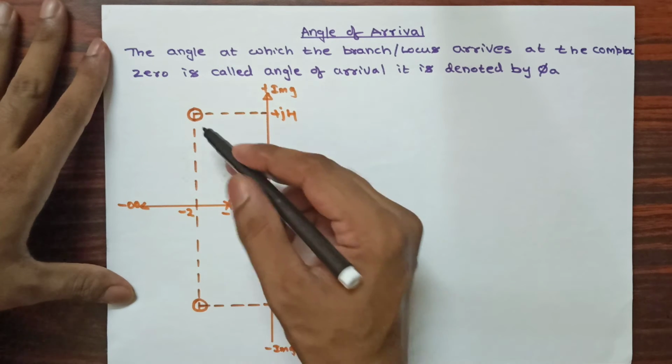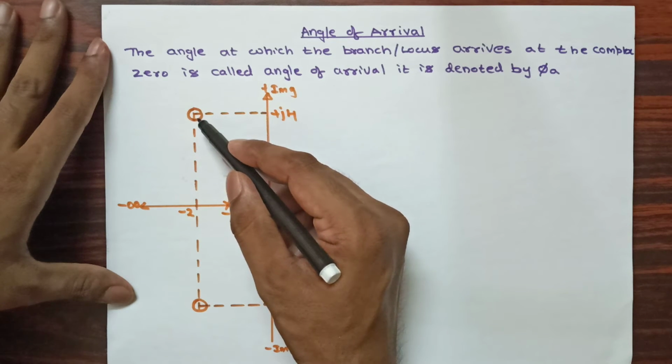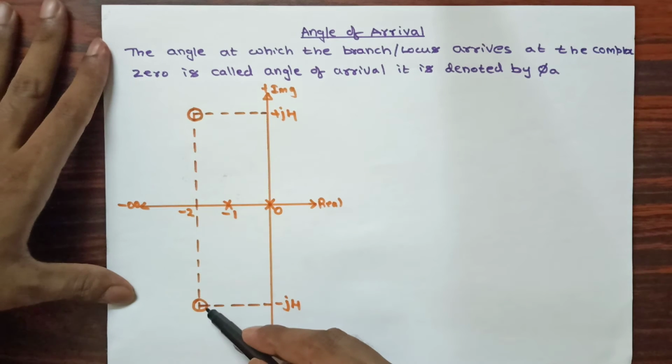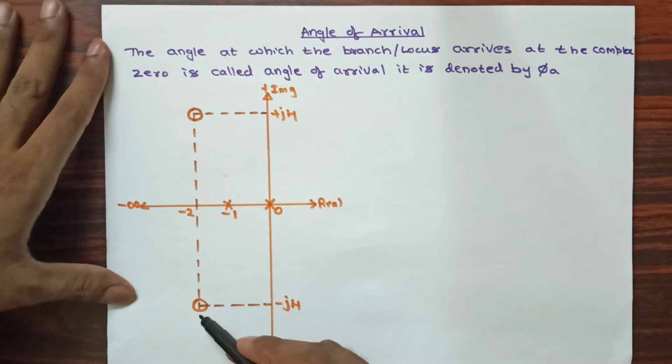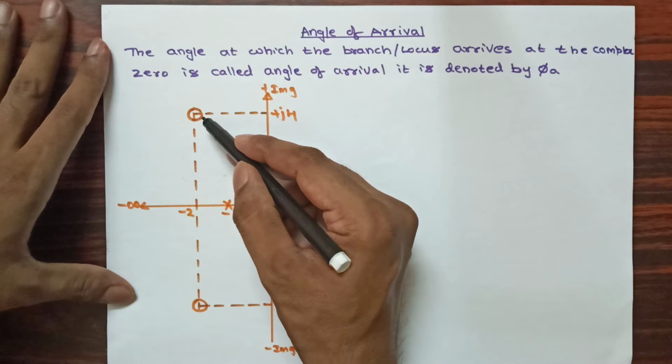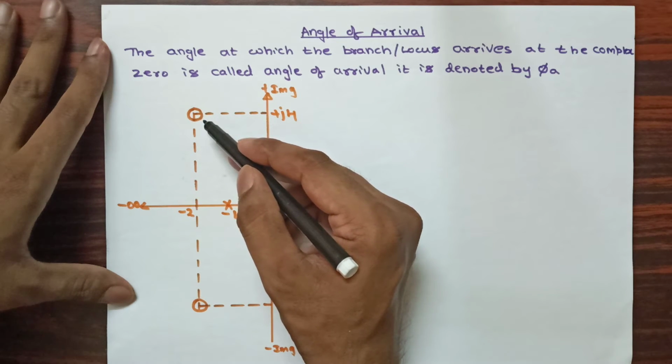As we know, the value I am going to calculate at this point will be the same at this point with opposite sign. If I am calculating the angle of arrival at this point, the value I am going to get at this point will be the same at this point with opposite sign. Any one point I am going to consider.